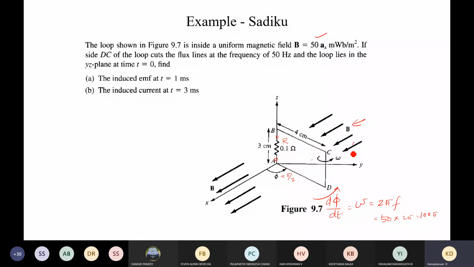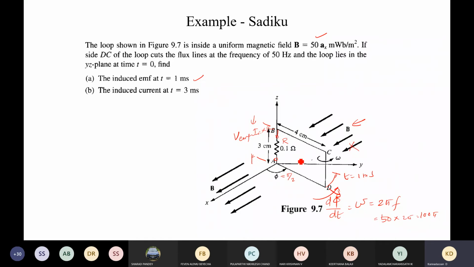This loop is going to cut the magnetic field, and hence it will produce an induced EMF. This induced EMF produces a current, and that current will flow through the resistor, so we get the induced EMF in terms of the induced current into the resistance. That is what the problem is. At time t equal to 0 this is the position, and at time t equal to 1 millisecond, let's say it is somewhere else. Because of the movement, what is the total EMF produced, and what is the current induced? That is what we are going to find.